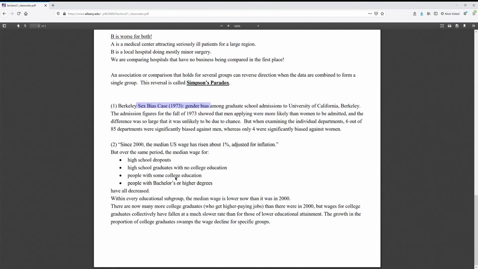Here's another example. Since 2000, the median wage in the U.S. has risen by 1%, adjusted for inflation. However, again adjusting for inflation, over the same period, the median wage has fallen for high school dropouts, high school graduates with no college education, people with some college education, and people with bachelor's or higher degrees. That's pretty much everybody, right? Pretty much everybody falls into one of those 4 categories. So regardless of which of these 4 categories a person is in, their median wage has gone down.